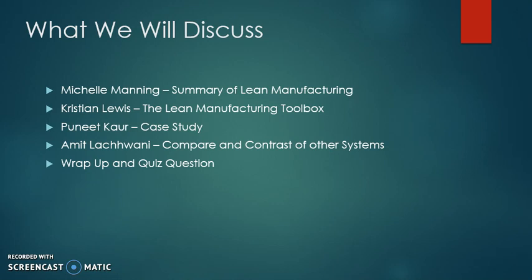Next, we'll break down a case study we put together to help illustrate how lean manufacturing might be used in a real food manufacturing setting. And after that, we'll offer a comparison between lean manufacturing and other quality management systems. And finally, we'll wrap things up with some motivational discussion on how to reapply lean manufacturing in other areas besides just the food industry. And also throw out a quiz question for you guys to answer. So let's get started.